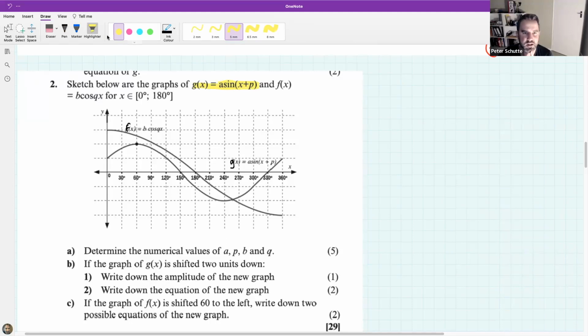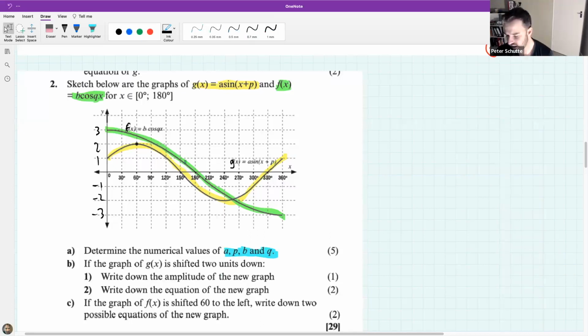Okay, so let's make sure I color code these so that you can see what's going on. So G was the yellow one, and the green one was the cos graph. And there's no values here, but that could be a 1, 2, and 3. Can you work out for me the value of A, P, B, and Q?